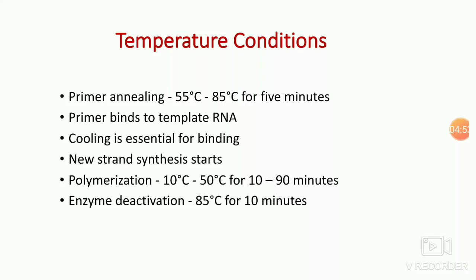Temperature conditions. We should remember that in RT-PCR, there is no denaturation step as in PCR. So, the first step starts with primer annealing. The primer anneals at 55 degrees centigrade to 85 degrees centigrade for about 5 minutes. During this time, the primer binds to template RNA. Then, cooling at 4 degrees centigrade for 2 minutes is essential for the binding process. At this time, the new strand synthesis starts.